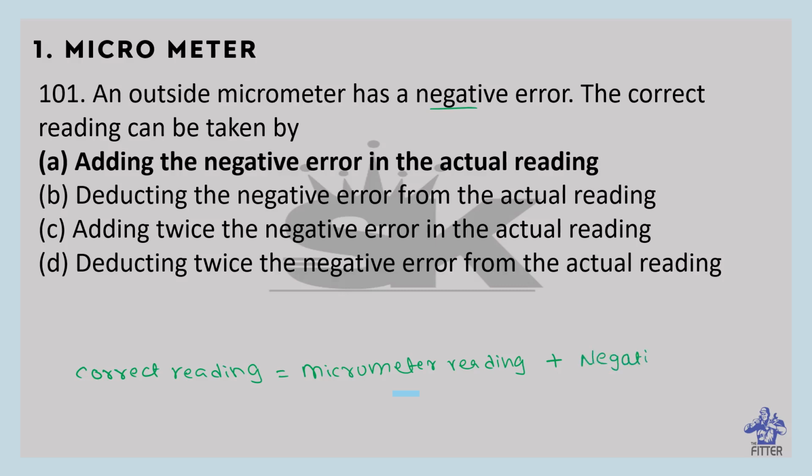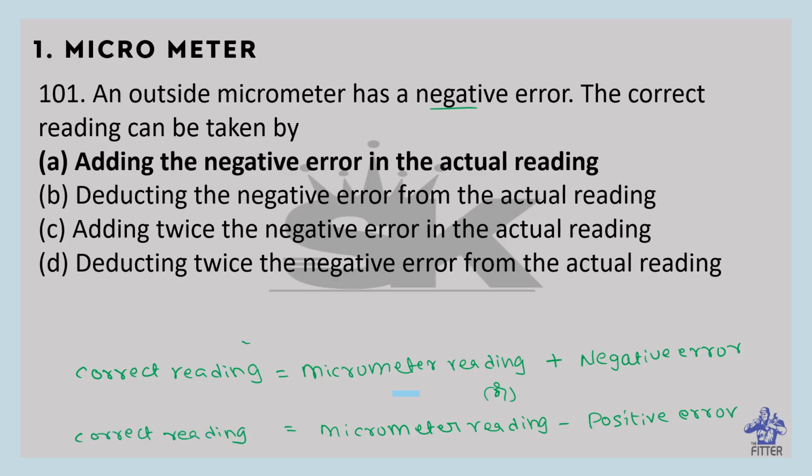Plus negative error. Okay, and or micrometer reading minus positive error. Okay, if it is given positive error, then subtract from the micrometer reading. Okay, positive error.